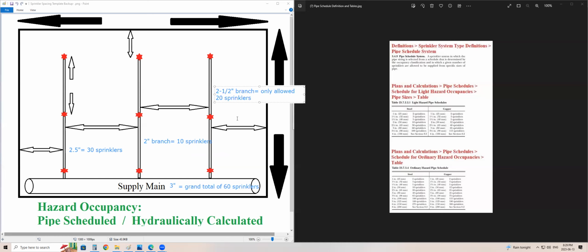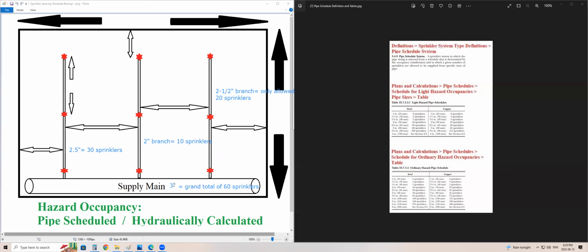That is because I've already maxed this one out at 30, that one out at 10. So I'm at 40. Even though this is a 2.5-inch branch line, I can't install 2-inch because I can only get 10 off of it. But then they would say, okay, we'll run 2.5 again, and we'll take 20 heads off of this final branch line. And that gives us our total of 60 heads.